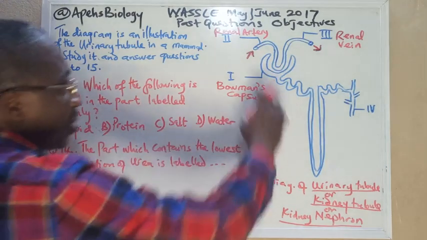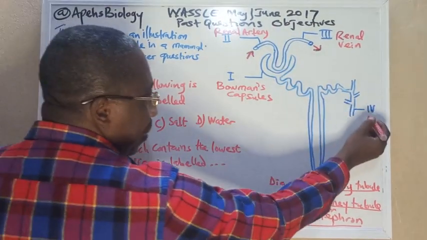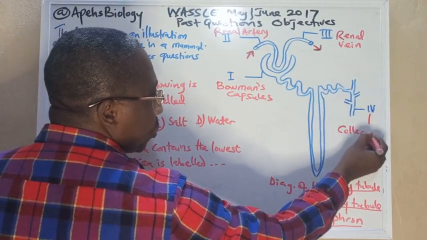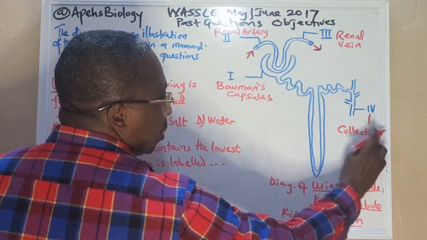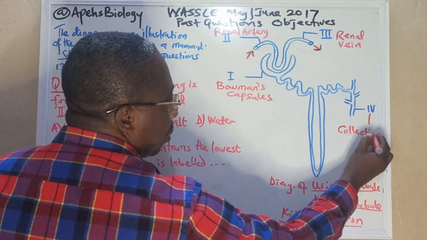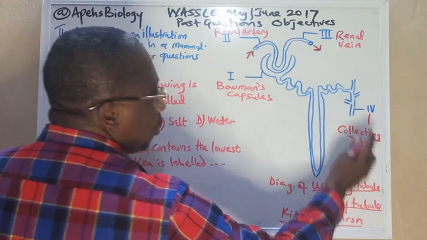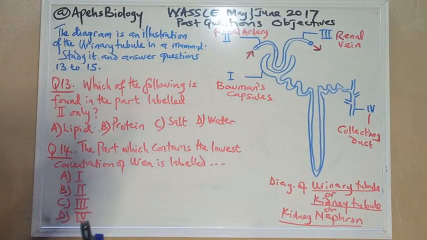Now, the entire structure, as I said, is called the kidney tubule. You notice that they labeled a part here for us. That part is called the collecting duct. The collecting duct is where the urine is eventually collected and sent to the ureter and finally to our bladder and is excreted.